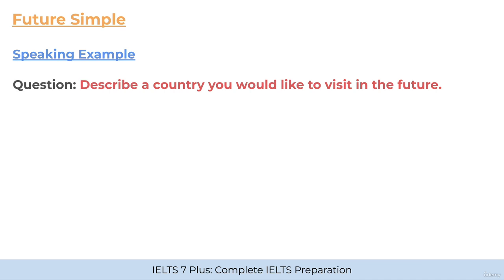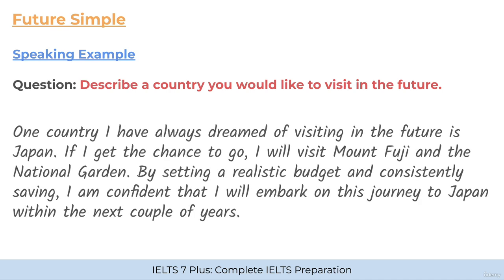Okay, so we've actually got this clue here, the future. So we know that we need to speak about the future tense. So here's a sample answer. One country I have always dreamed of visiting in the future is Japan. If I get the chance to go, I will visit Mount Fuji and the National Garden. By setting a realistic budget and consistently saving, I am confident that I will embark on this journey to Japan within the next couple of years.